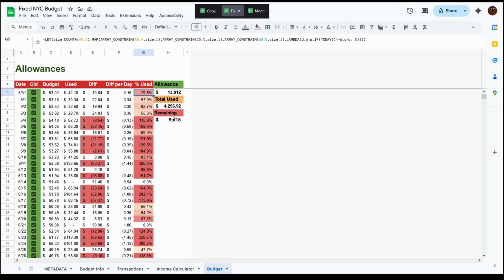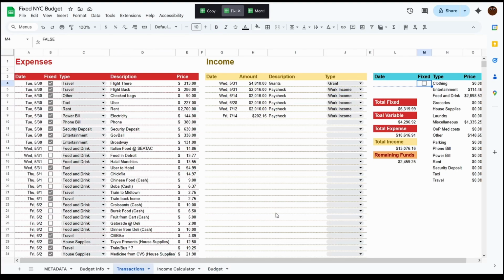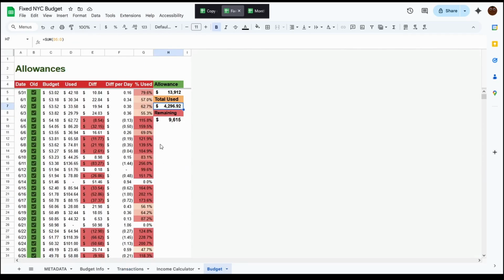Then after that, I added the allowance, and I got the remaining and stuff like that. This is the amount you used throughout the entire time that you were there. And this can also be found on the transaction list over here. Actually, this one is a little bit different. Oh yeah, that's right, because this one is keeping track of total variable and total fixed, which are not calculated at the same time. This one, if I remember correctly, is keeping track of just, I think, variable.